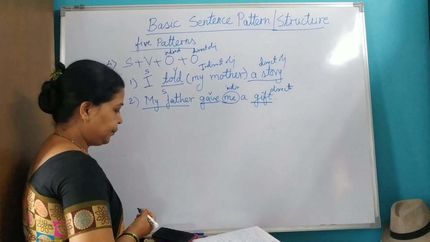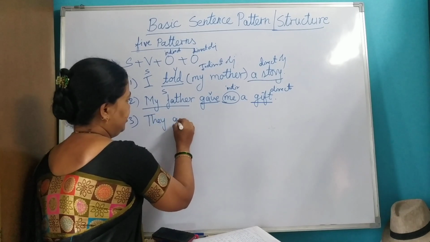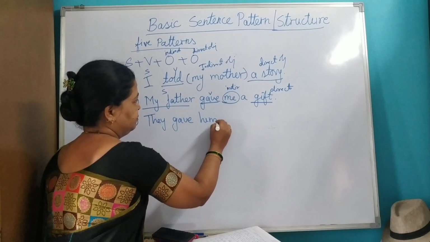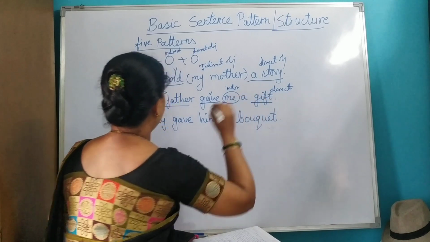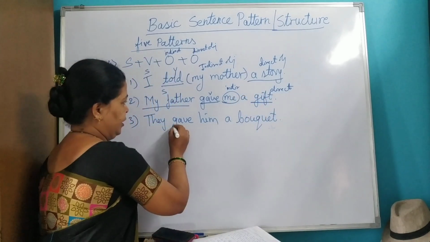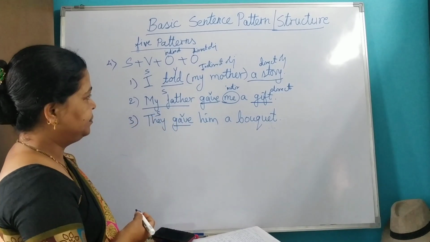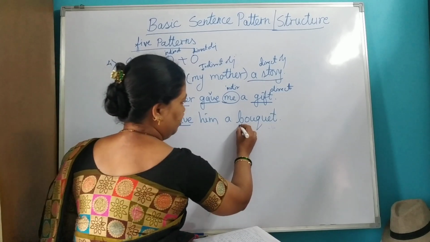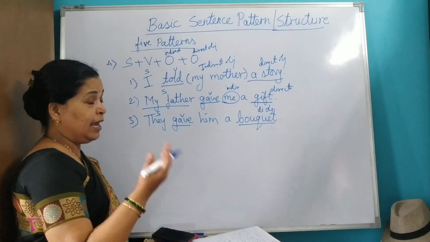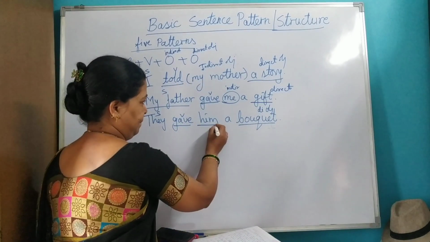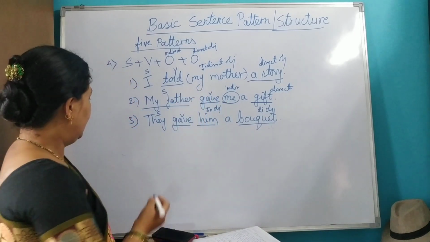Okay. Then third sentence. They gave him a bouquet. Gave, the verb. They, subject. Gave what? Bouquet. Direct object. Gave a bouquet to whom? Him. Indirect object. Okay?